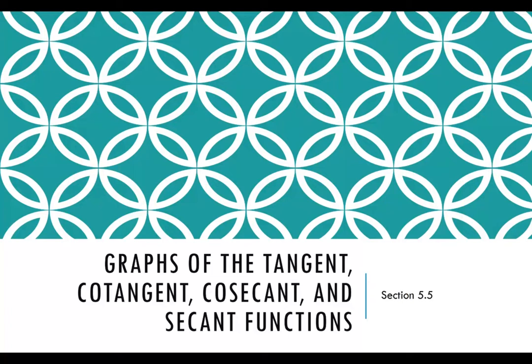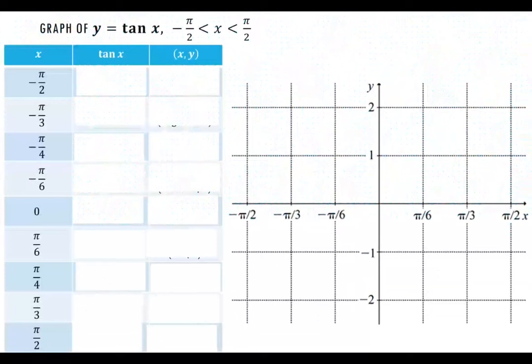Section 5.5, graphs of tangent, cotangent, cosecant, and secant. So, first we're going to graph tangent. I've picked some values. Please remember that when we're trying to find the tangent of negative pi halves and pi halves, via our definition you get division by 0. And so specifically tangent of negative pi halves is undefined, and therefore the ordered pair is also undefined.